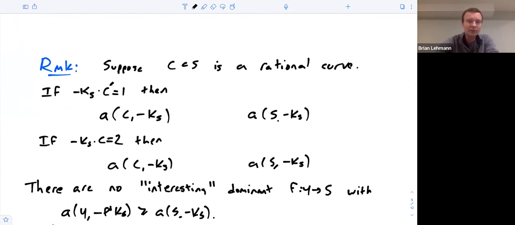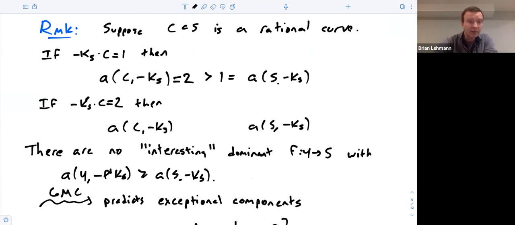So first of all, suppose that we have a rational curve C in our del Pezzo surface, and suppose that -K_S · C is equal to 1. Then the a-invariant, the Fujita invariant of C, is going to be equal to 2. Right, so on P^1, the canonical divisor is O(-2), which means we need to add on twice this divisor to get back to 0. So if we have a curve satisfying this intersection condition, then these will be exactly the curves with larger a-invariant than S.